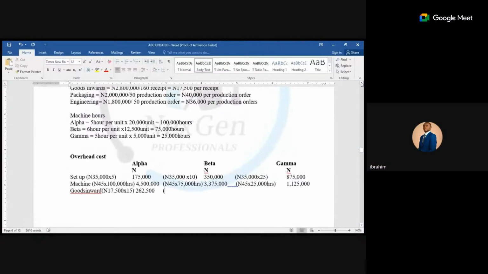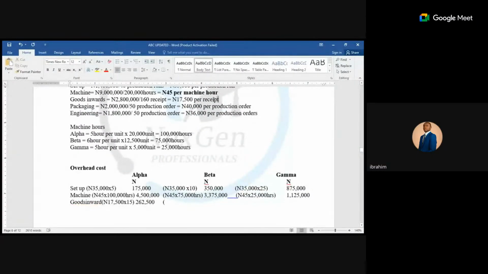Class, don't forget all this. This is 17,500 per component order. We are charging it. How many component orders do we have for alpha and beta? That is what they will charge as the basis of their overhead. It is based on what you use. So what is the beta component receipts? 25 component receipts. So what is the total? 437,500.